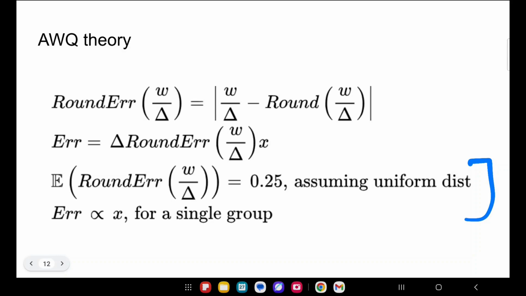In this case, the quantization absolute error of weight-only quantization multiplication is proportional to the quantization scale delta and the input activation x. In a single group, delta is constant for everyone. So for a single group, this quantization error is proportional to x. In other words, we can say that the quantization error of weight-only quantization is activation aware. If the input activation magnitude is small, the quantization error is small, and if the input activation magnitude is large, the quantization error is large. Therefore, if we could somehow reduce the input activation magnitude in weight-only quantization, the quantization error can be reduced.